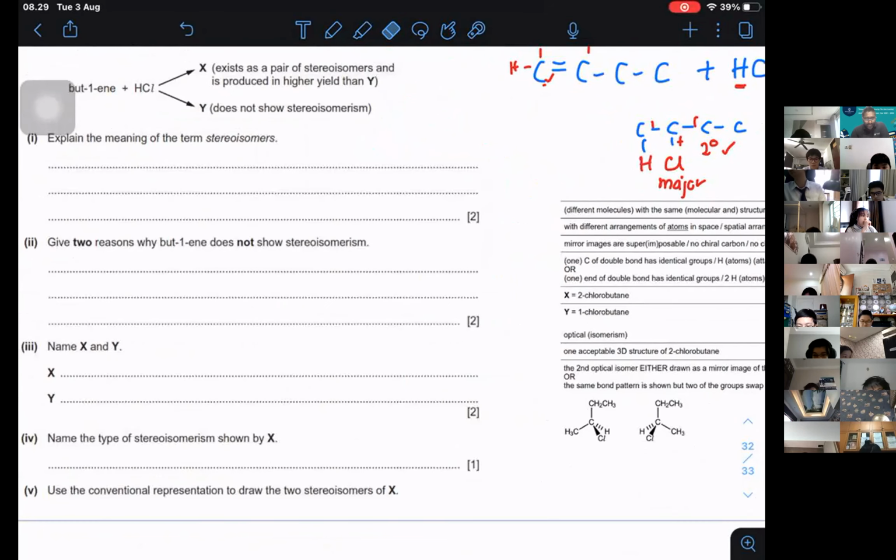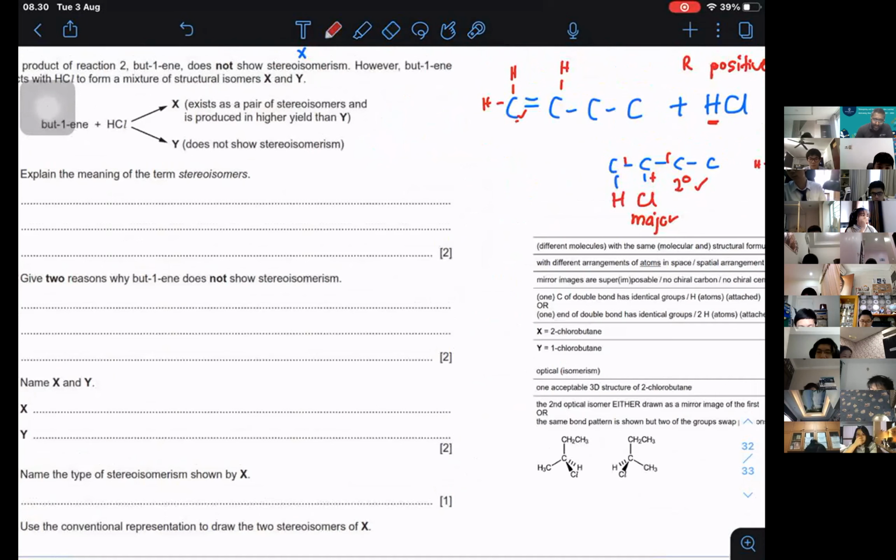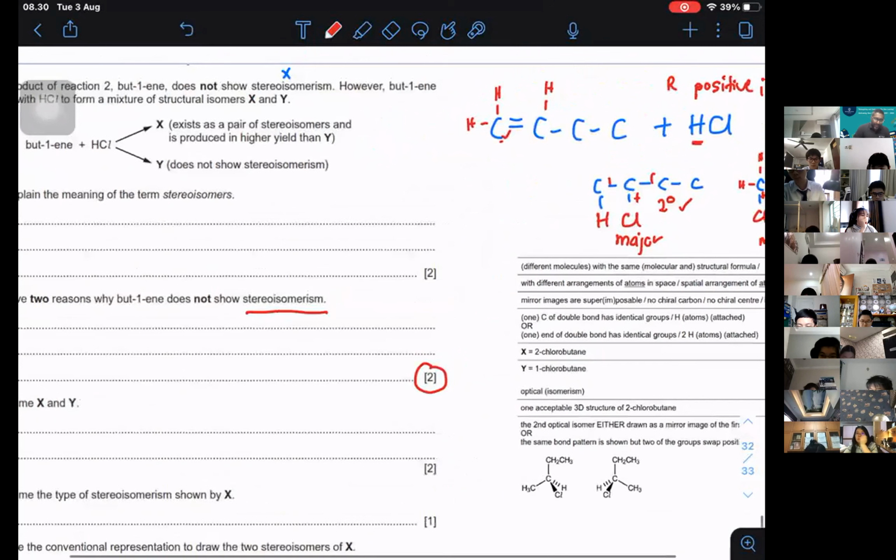Give two reasons why but-1-ene does not show stereoisomerism. Stereoisomers, there are two: one is cis and trans, the second is optical isomer. That's the reason why they have 2 marks. The first one, because the carbon attached to the double bond has 2 same groups, it cannot have cis and trans. So that will be your mark number 1.